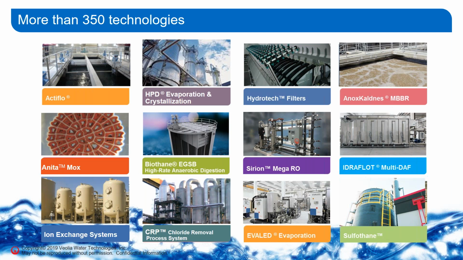We do this using a very deep portfolio. We have about 350 technologies that we utilize for our business. And here are some of those technologies listed there that are most applicable to the pulp and paper industry. We're going to talk about a couple of these key technologies throughout the presentation as well.